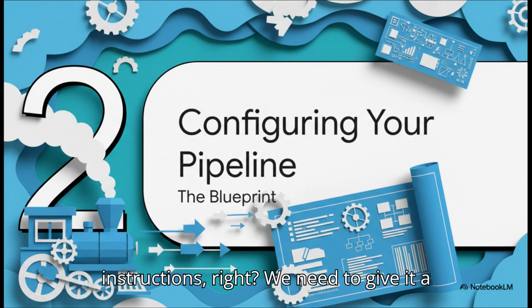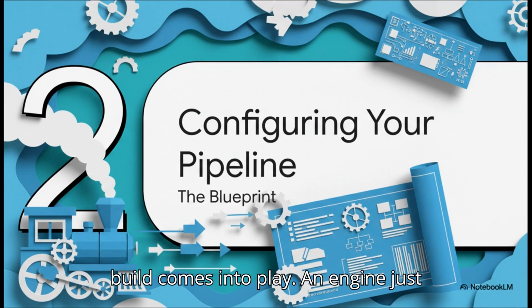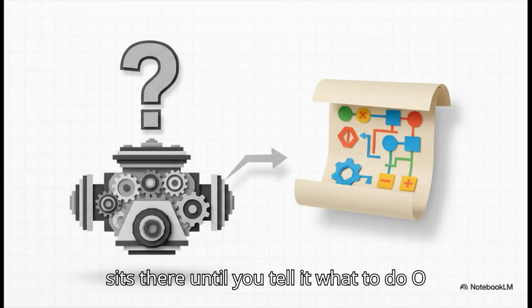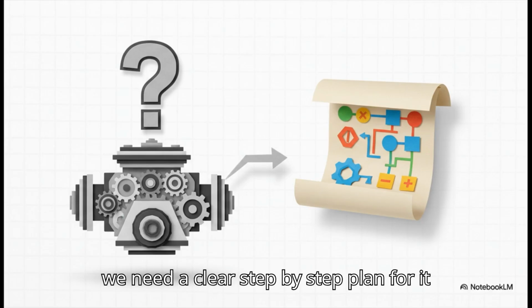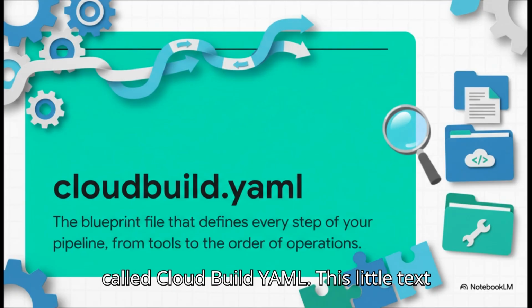Okay, so we've got this powerful engine, but an engine is pretty useless without instructions, right? We need to give it a plan, and that's where the pipeline configuration, the blueprint for our build, comes into play. An engine just sits there until you tell it what to do, so we need a clear, step-by-step plan for it to follow. And that plan is a simple file called cloudbuild.yaml.